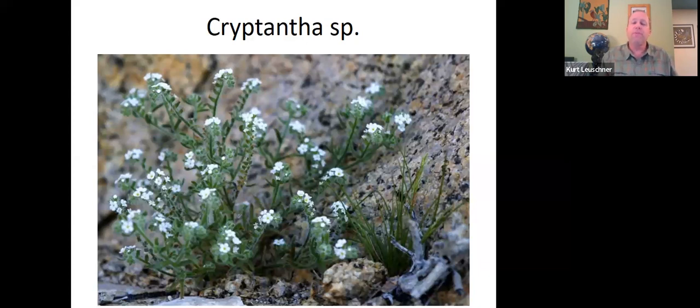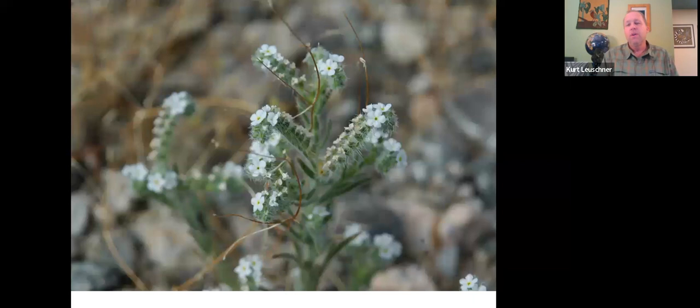But all the Cryptanthas tend to be very tiny. Again, you need a hand lens or a loupe to really appreciate this tiny little white flower. And they've also got almost like little hairy parts to them. Almost looks like a little scorpion tail. They're also called forget-me-nots sometimes, Cryptantha.